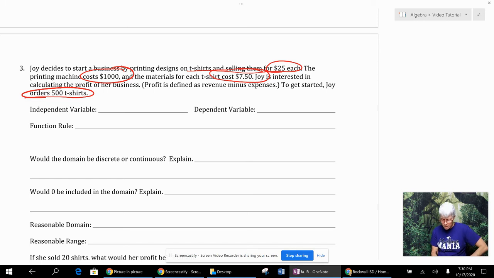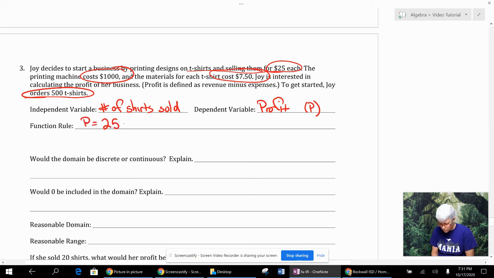So the independent variable is the number of shirts sold, and then her profit depends on that. So I can write, we'll call that P, I can write a function. Watch this because it's going to have a little extra step in it. Pretty cool though. So my profit is going to be, well, okay, I'm going to get $25 for each shirt. And I'm going to call the number of shirts sold X, because my S's look a lot like 5s and I don't want to make this look too bad. So we're going to call it X.